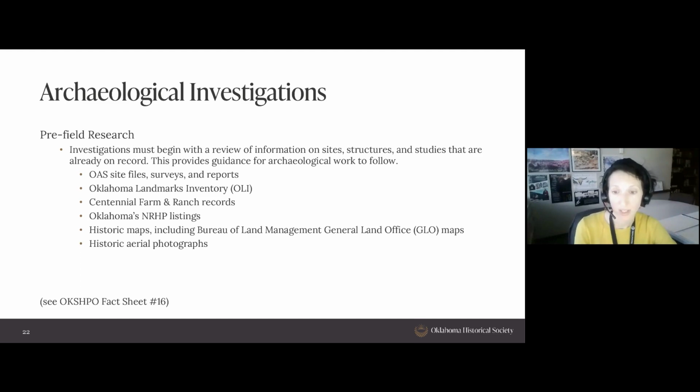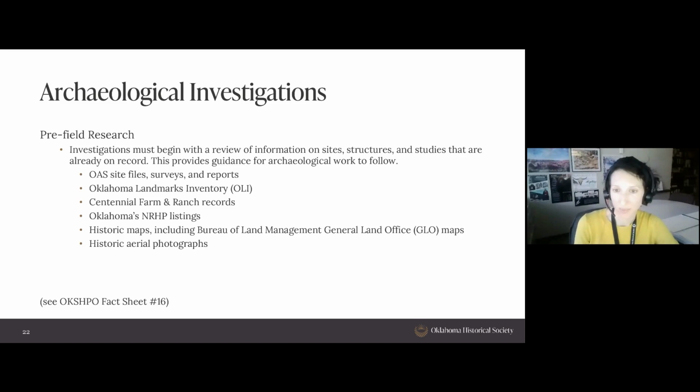You also need to look at the Oklahoma Landmarks Inventory to see what built environment properties have already been identified, the Centennial Farm and Ranch records to see what known long-term occupations are present in the area of your project, and Oklahoma's National Register of Historic Places listings to see known historically significant resources in your project area or in the vicinity.